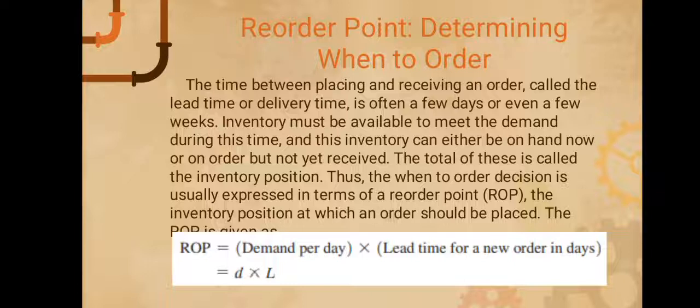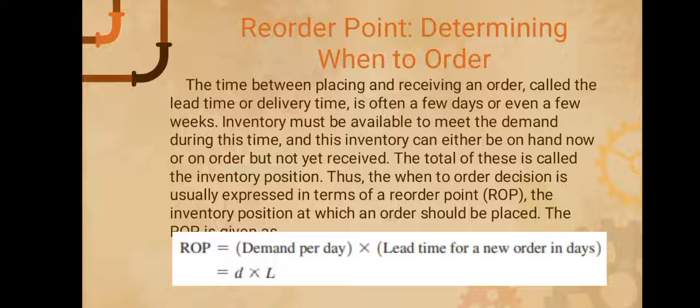Inventory must be available to meet the demand during this time, and this inventory can either be on hand now or on order but not yet received. The total of this is called the inventory position. Thus, the when to order decision is usually expressed in terms of reorder point or ROP, the inventory position at which an order should be placed.